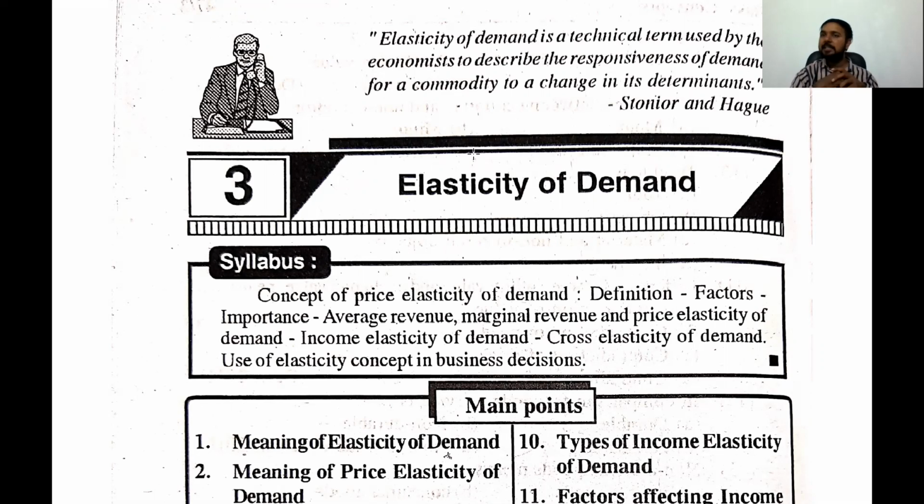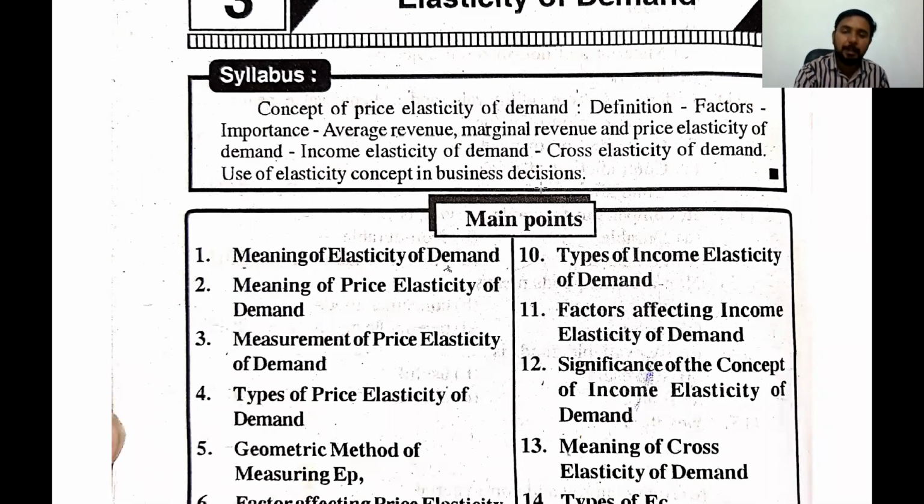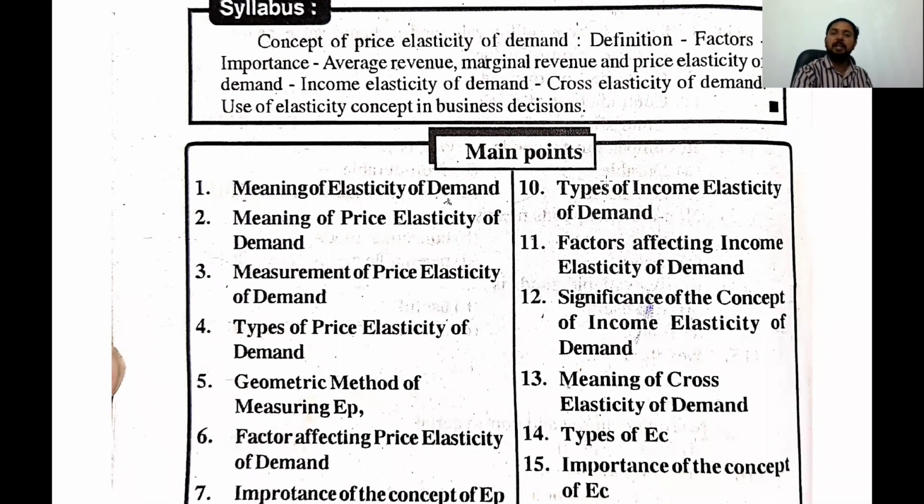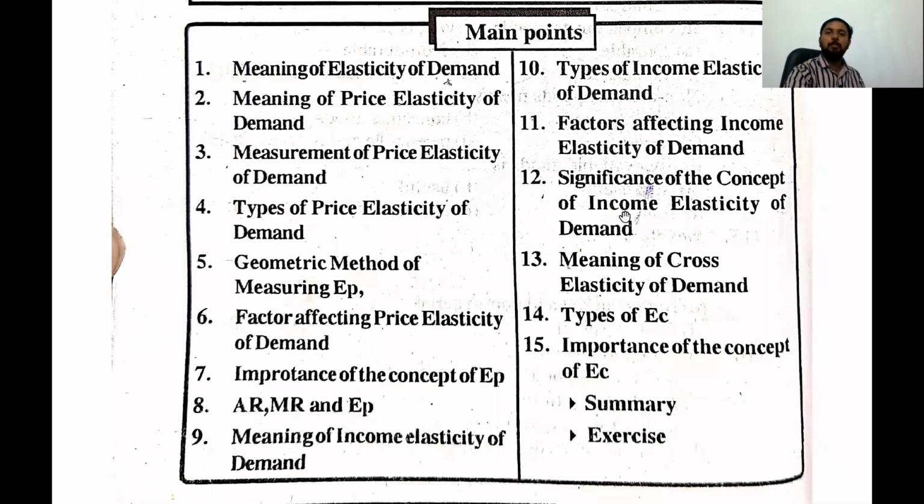Now not only the price, but there are some other determinants: income of the customers, price of related goods, and expectation about the future prices of the product. So there are some other factors by which the demand of the product will also change, or we can say that they give an effect to the demand of the product. So here in the elasticity of demand, we will see the basic meaning of the elasticity of demand. And as you can see, here are some of the points that we are going to discuss in this chapter.